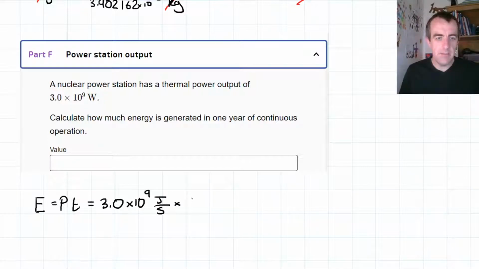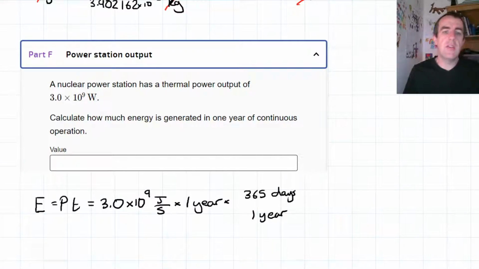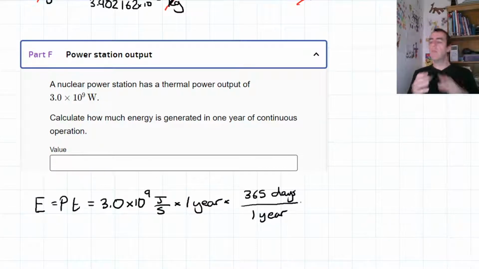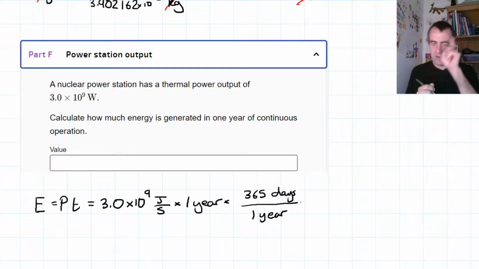We're told it's 1 year. So we can't cancel the time there, can we? Because seconds and years don't cancel, they're different units. So we're going to do that unit conversion thing I mentioned before. We know that 365, let's say 365 days, is 1 year. Those two mean the same thing. Now I hope you agree that you can multiply any number by 1 and it doesn't change that number. And I hope you agree that if you divide something by itself, it equals 1. And I hope you agree that 365 days, roughly, is equal to 1 year.